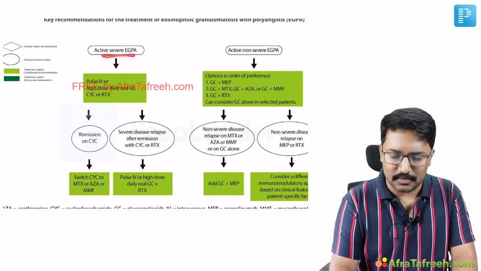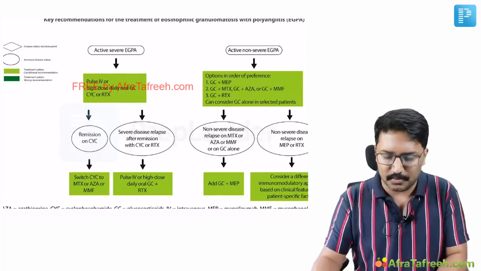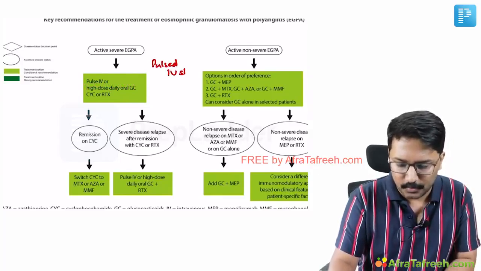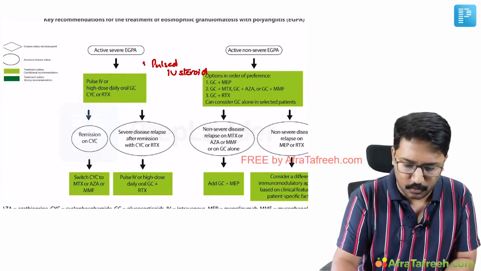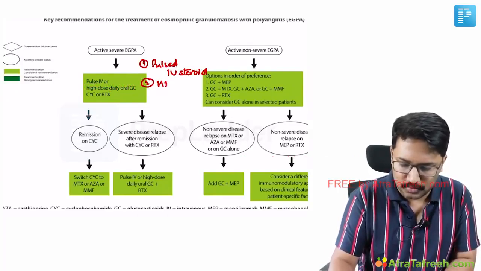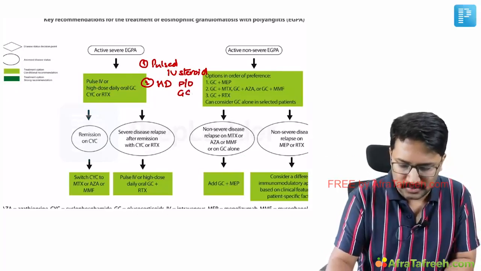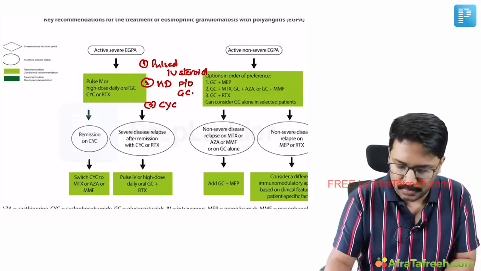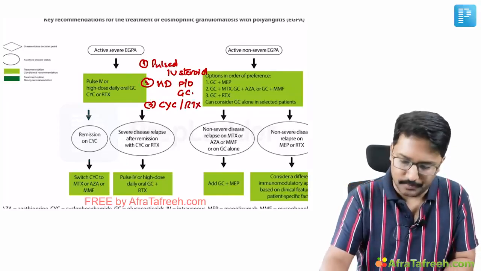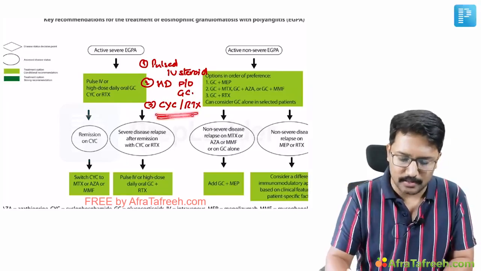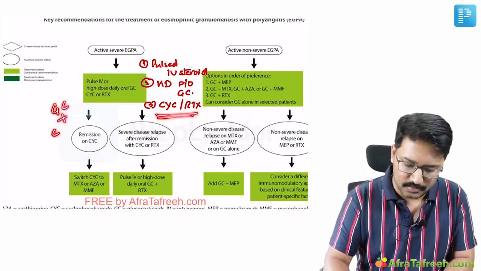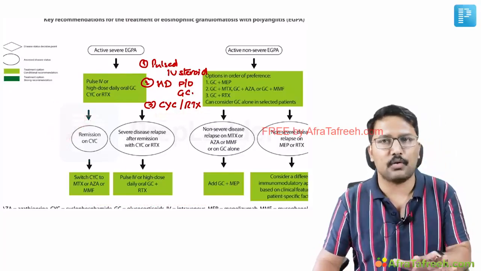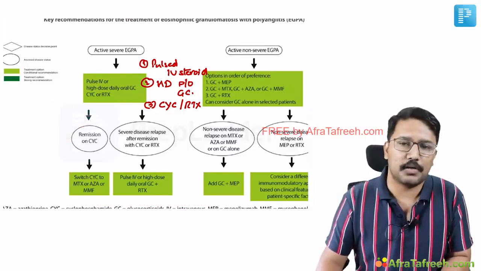So in case of active severe EGPA, the induction regimens that are recommended are either pulsed IV steroids, that is one approach that we can follow, or you can use high dose per oral glucocorticoids, that is the second approach, or the third thing we can use is immunosuppressant agents like cyclophosphamide or rituximab. Here you are free to combine glucocorticoids plus cyclophosphamide or rituximab. That approach can also be followed, or you can just follow with the steroids or cyclophosphamide or rituximab.